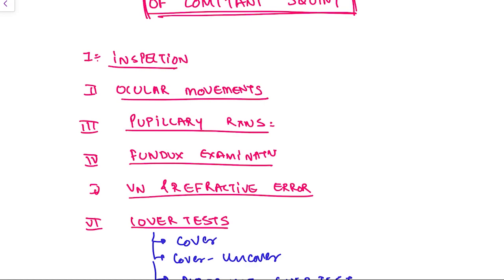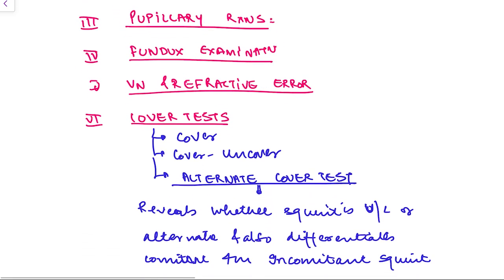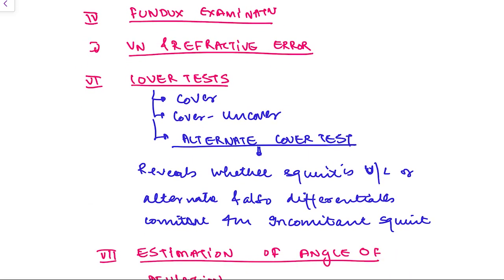So for that, to rule out that, you have to check for the pupillary reactions, and in the fundus examination also you have to do to rule out any pathology in the fundus. Vision and refractive error I have already explained to you. Cover test I have already explained: cover, uncover, and alternate cover test.